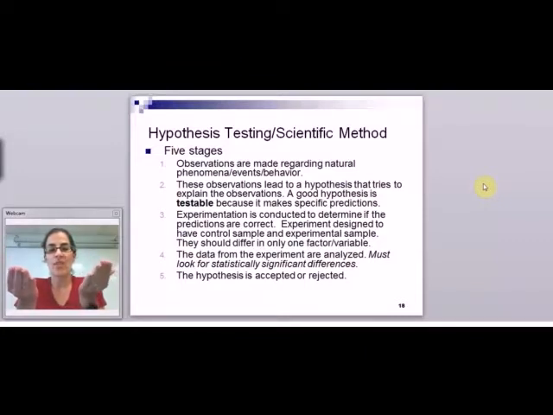except for one thing that you're changing, right? So you only ever want to change one thing in an experiment. And that is what is called the independent variable, the thing that you're changing between your experimental sample and your control sample.